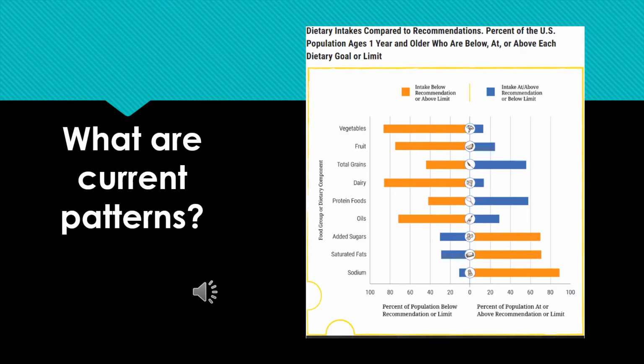My next three slides will provide my audience with information on current dietary patterns. The goal here is to increase their awareness on what is currently being consumed in excess and where dietary improvements need to be made. This slide shows how dietary intakes compare to the recommended. As we know, the standard American diet is very high in saturated fat, sodium, and added sugar, and is limited in vegetables, fruits, dairy, and oils.